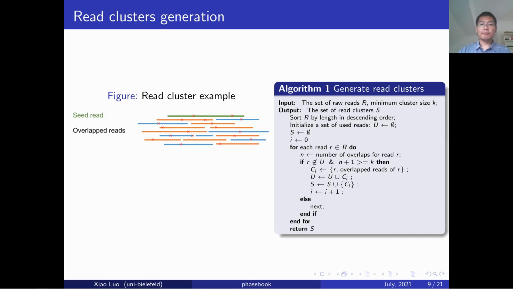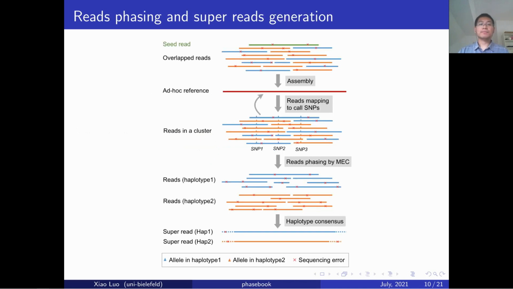All these reads form a read cluster and are marked as used reads. In the next step, we select the longest read from the unused reads as the seed read and collect its overlapped reads, which forms a new read cluster, and then do this iteratively until no read cluster is generated. Finally, we will generate many read clusters. So for example, this is a read cluster we introduced in the previous slide. The red fork represents the sequencing errors.